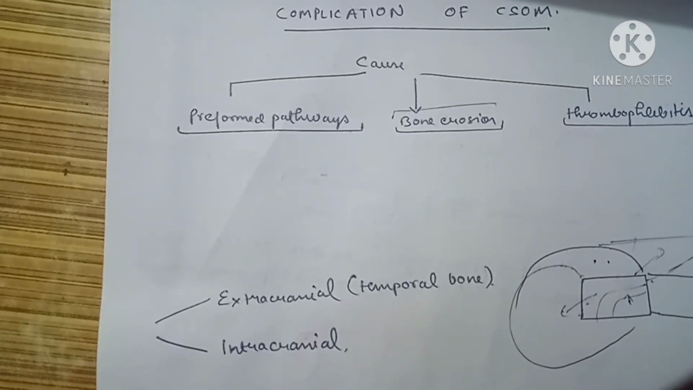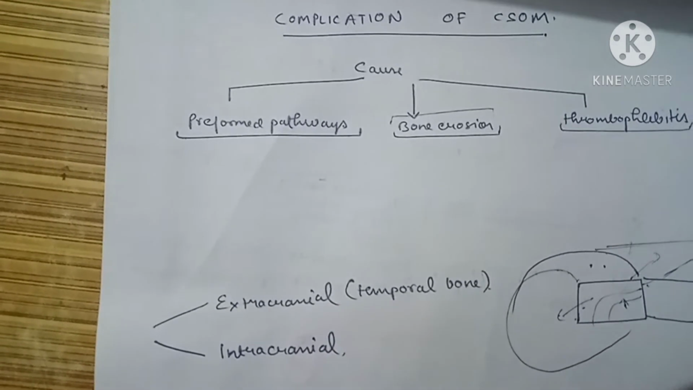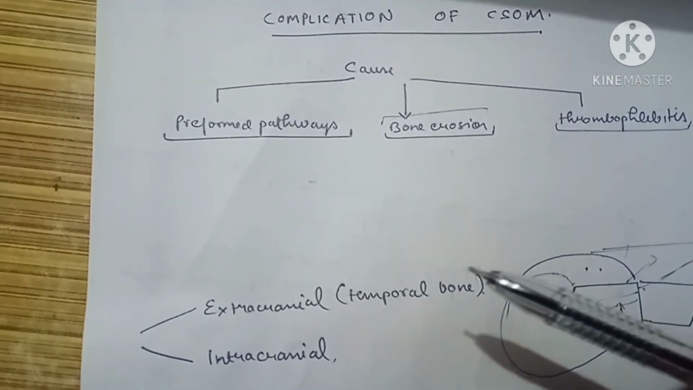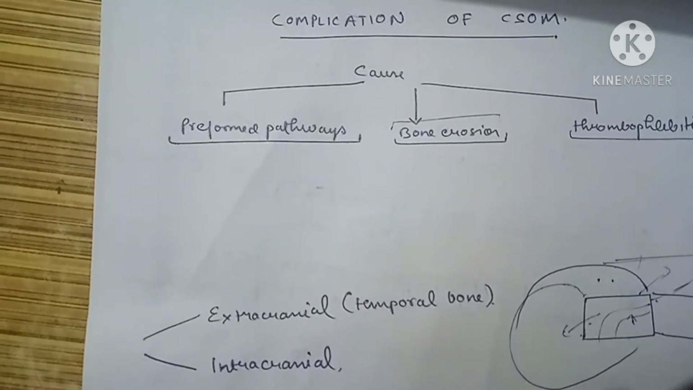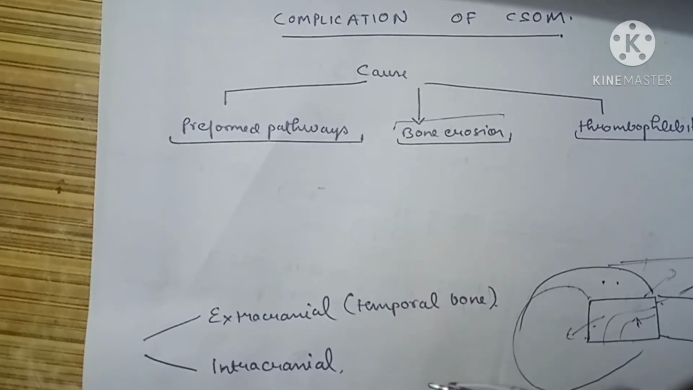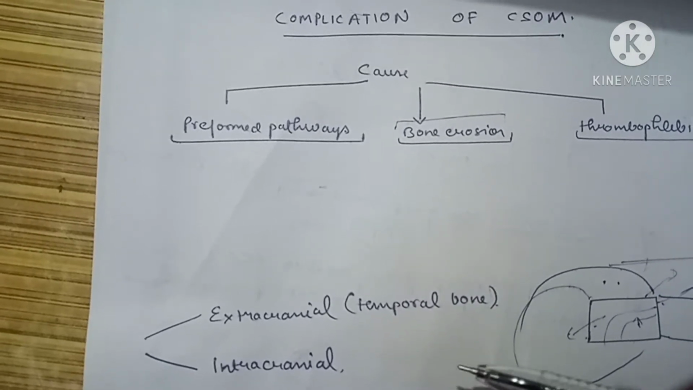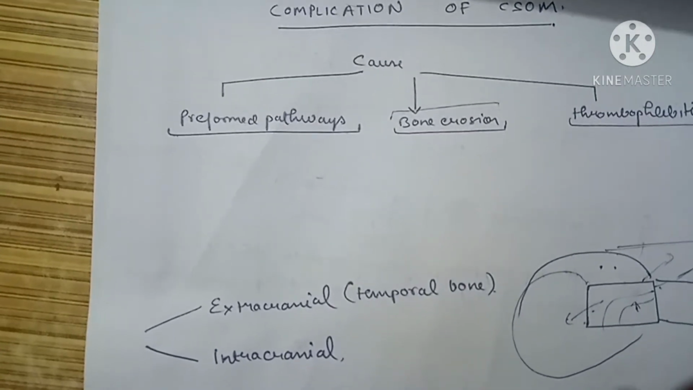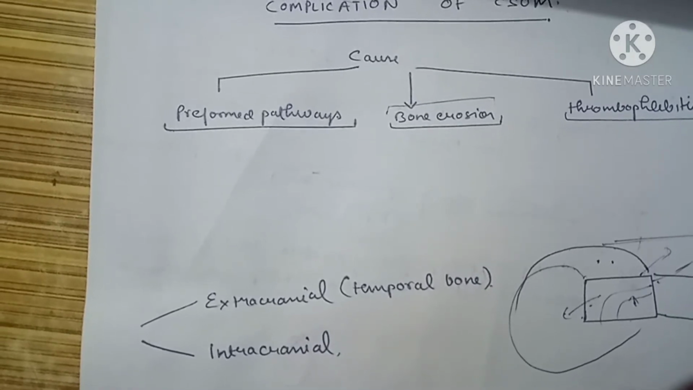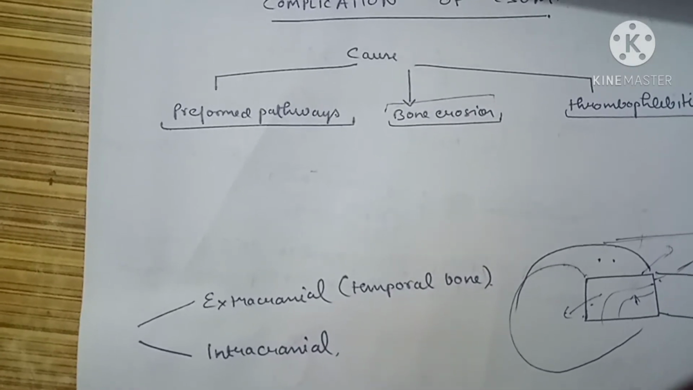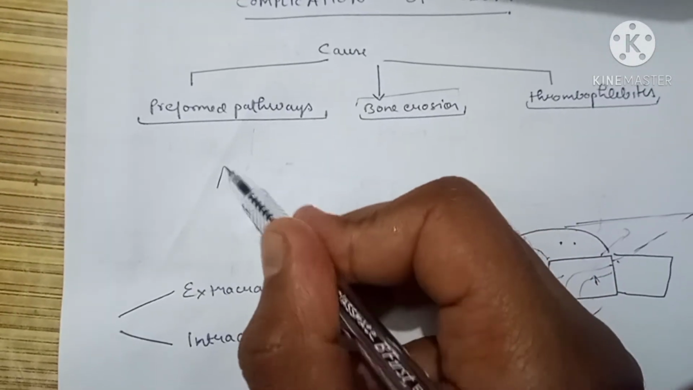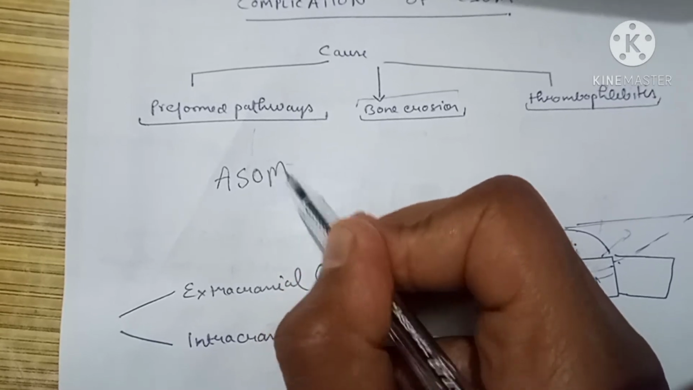So let's start with the causes that lead to a complication. It can be a preformed pathway, meaning either through the oval window, the round window, or the lateral semicircular canal. There are preformed pathways connecting the middle ear to the inner ear. So this can lead to a complication of the inner ear. The other reason can be trauma that creates a pathway that can spread the infection from the middle ear. Now these preformed pathways are generally seen in case of ASOM.